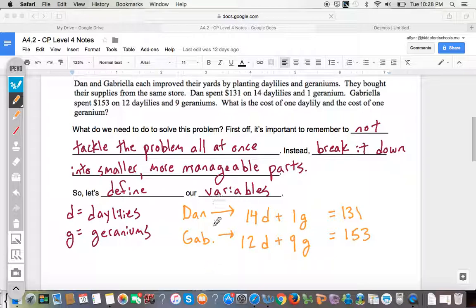Okay, so now I have an equation for Dan and I have an equation for Gabriella. So going back to level 2 of the standard, I have a 2-variable system, 2 equations, 2 variables. I know that using either Cramer's rule, graphing, substitution, or elimination, I can solve for D and G. Okay? So I'm going to do that. So pause the video if you need more time. I'll erase this, but once I scroll down, I'll rewrite it for us.